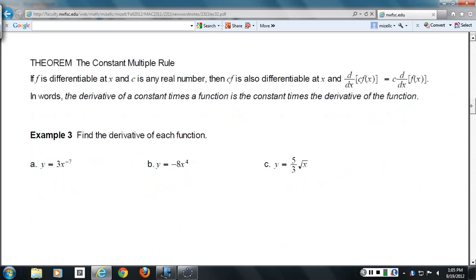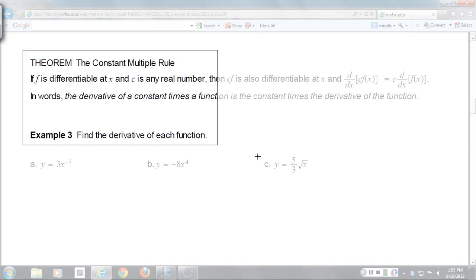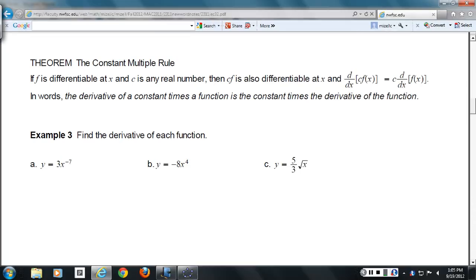Here we go. Constant multiple rule. I tried to be careful in the previous example to have just x raised to a power, not 5x raised to a power, or 3x raised to a power, as I almost did. Constant multiple rule, and I'll go with both this and the example.